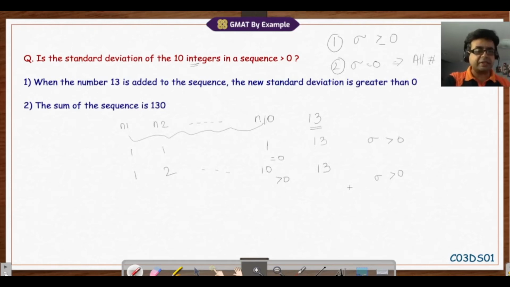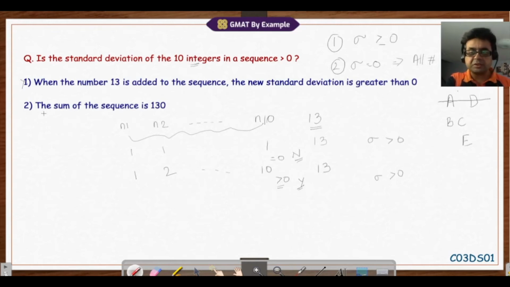So what does that tell me in terms of yes or no to the asked question? Sometimes it is a yes, that yes, the standard deviation is greater than 0. Or sometimes it says no, standard deviation is not greater than 0, it is actually equal to 0. I do not get a sufficiently unique answer, so this is insufficient. Any answer choice that has number 1 as sufficient gets cut off. So A and D basically get cut off.